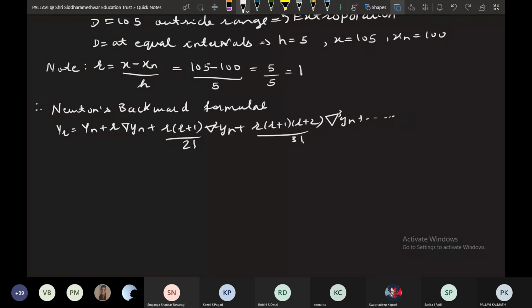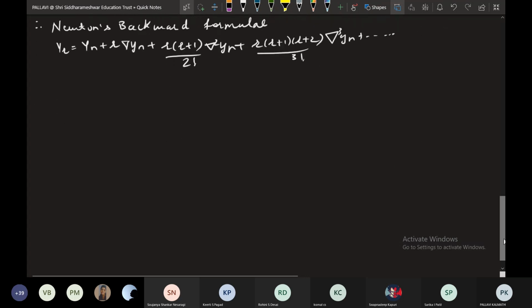This is the formula. But before substituting in the formula, you should know what del yn, del square yn, del cube yn are. What is required to find del square, del cube and so on? The difference table. So first find the difference table. All of you write down the difference table.